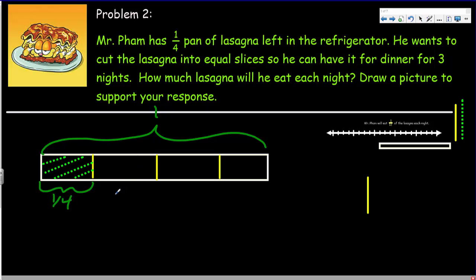I see our division expression as our 1/4 divided by those 3. If this is 1/4 and this is the whole pan, I need to divide this into those 3 nights, because none of this is lasagna. This is the rest of the pan, but there's only that 1/4 pan. Here I have my third, so I've created my 3 nights, first night, second night, third night.